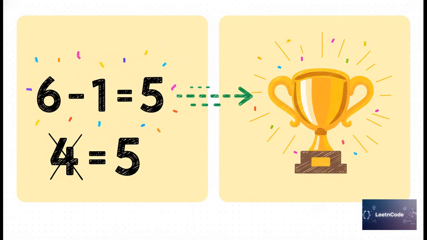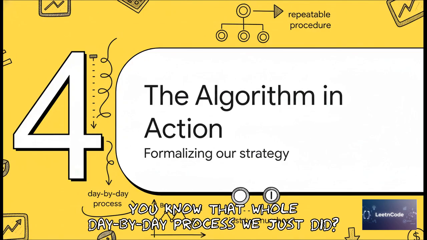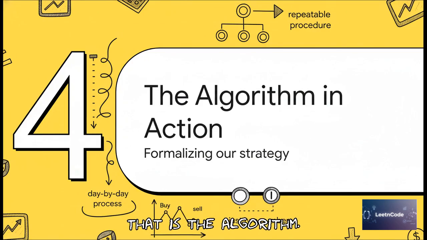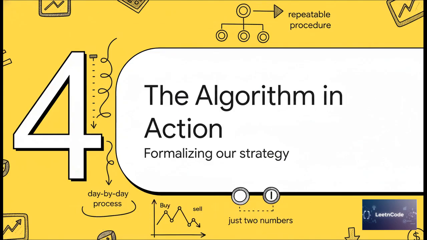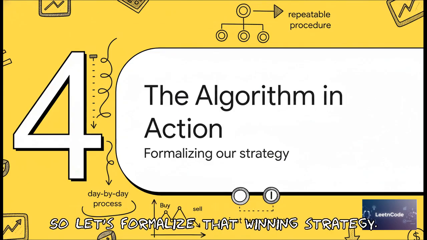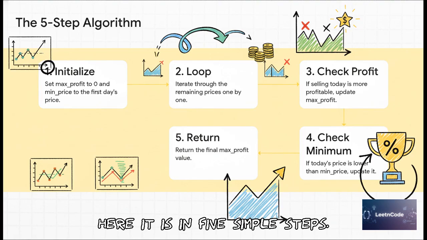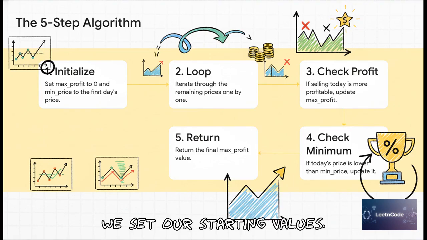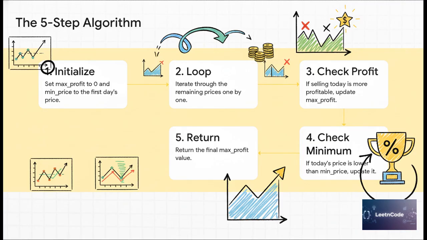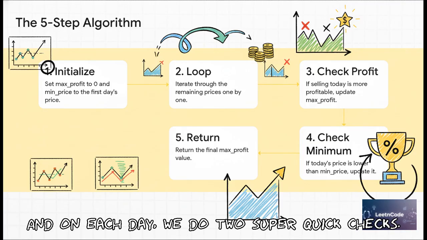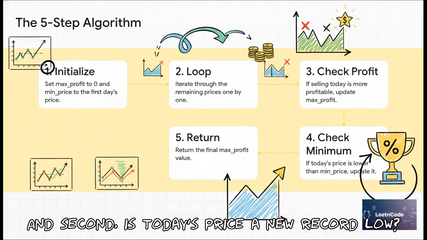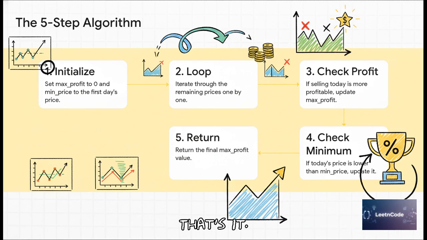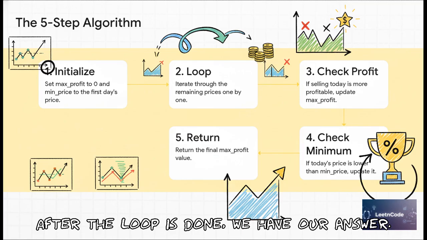We found it. You know that whole day-by-day process we just did? That is the algorithm. By just tracking 2 little numbers, we solved the puzzle. So let's formalize that winning strategy. Here it is, in 5 simple steps. We set our starting values. We loop through the prices, and on each day, we do 2 super quick checks. First, if I sell today, is that a new record profit? And second, is today's price a new record low? That's it. After the loop is done, we have our answer.